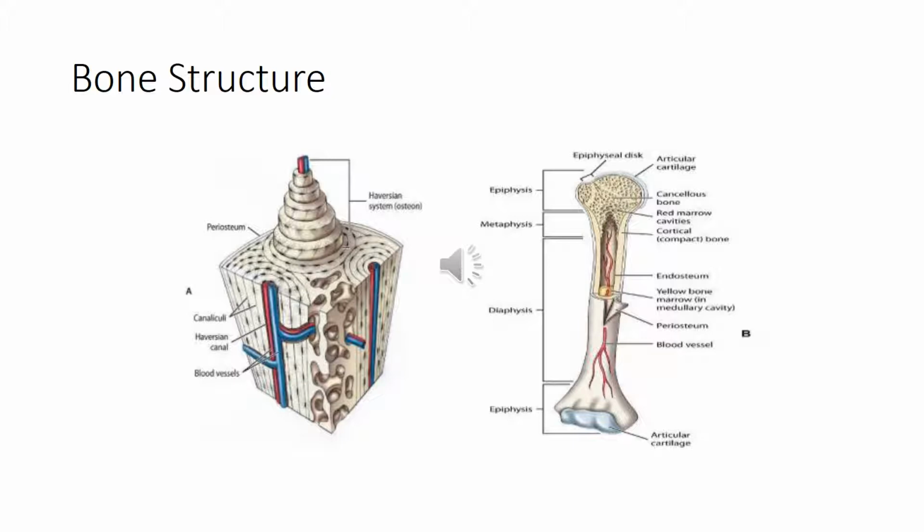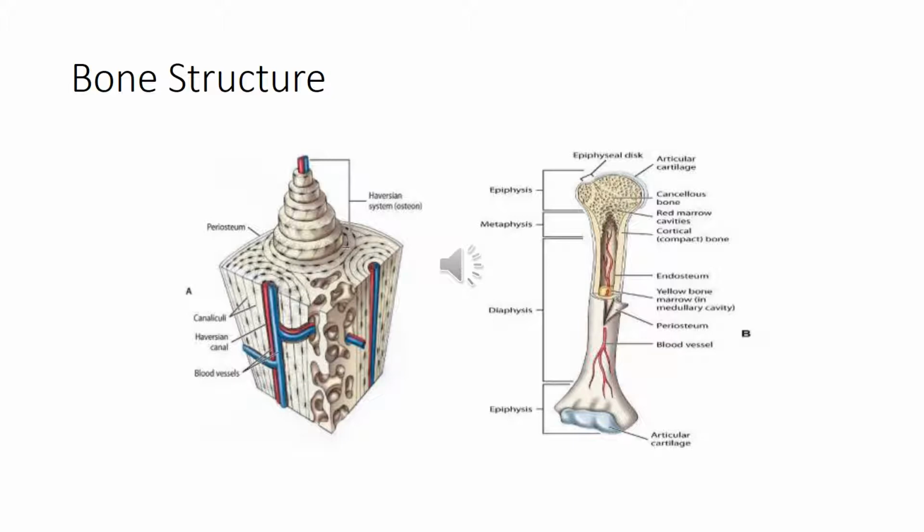The medullary or marrow cavity is in the center of the diaphysis, that middle long part of the bone, and it contains either red or yellow bone marrow. Now, in the growing child, red bone marrow is actively involved in blood cell production, which is hematopoiesis. And in the adult, the medullary cavity of long bones contains yellow bone marrow, which is mainly adipose tissue. Yellow marrow will only be involved in hematopoiesis in times of great blood cell need.